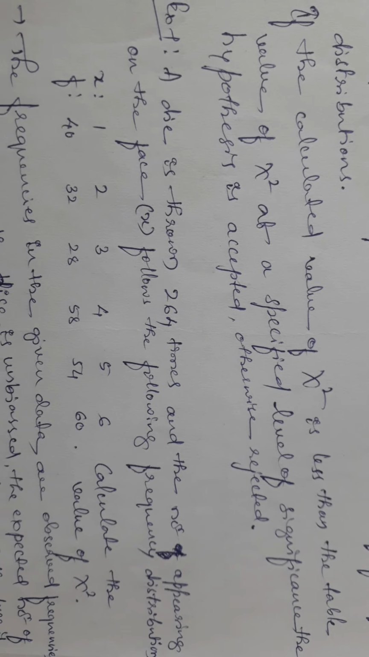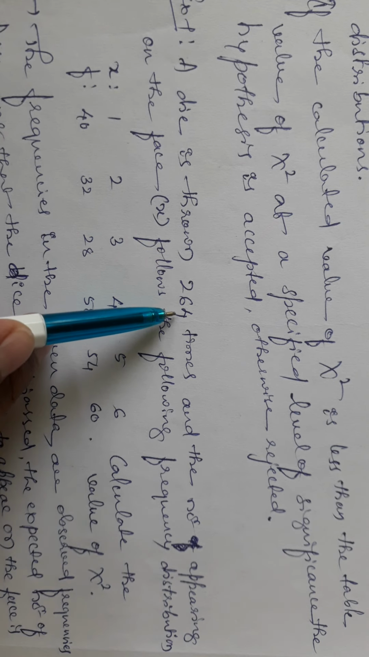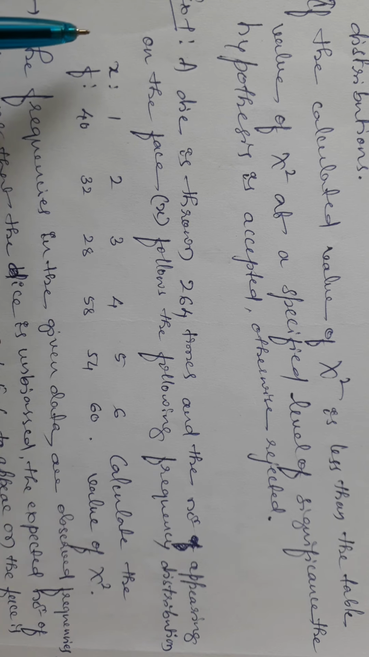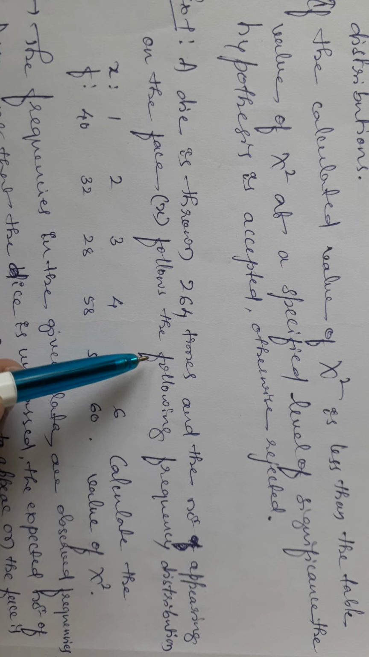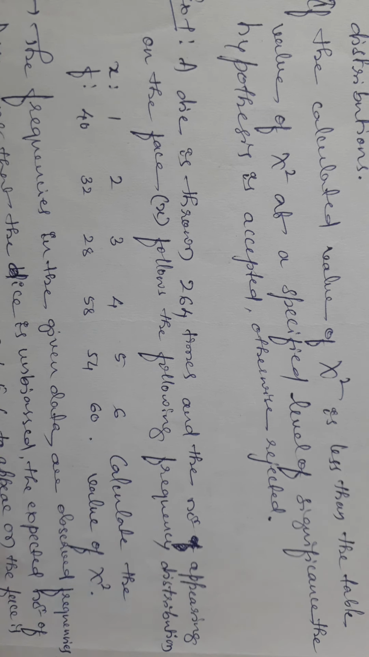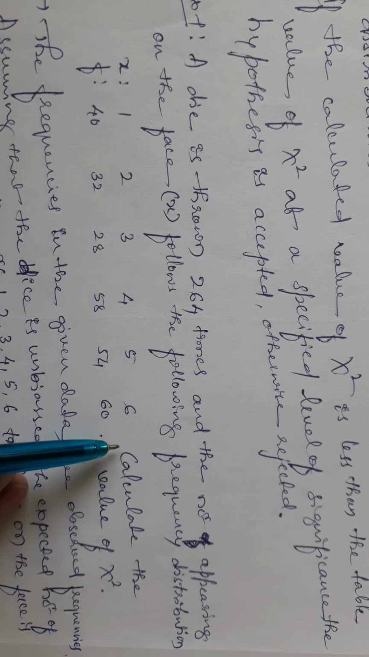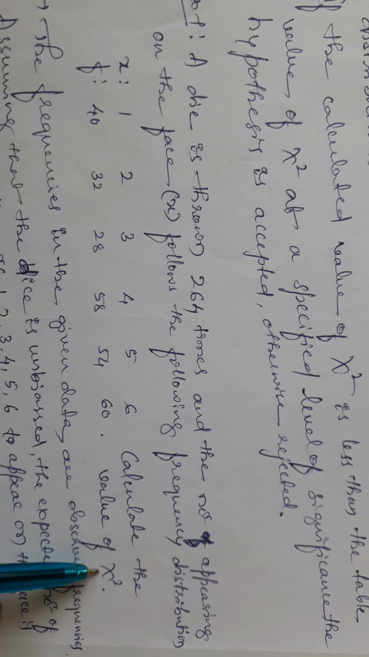Now we consider examples. A die is thrown 264 times and the number appearing on the face, that is x, follows the following frequency distribution. Here x is 1, 2, 3, 4, 5, 6, that is the faces, and f, that is the number of times: 40, 32, 28, 58, 54, 60. Calculate the value of chi-square.